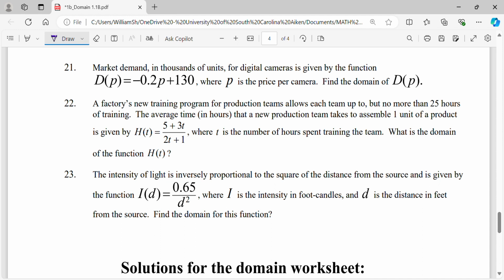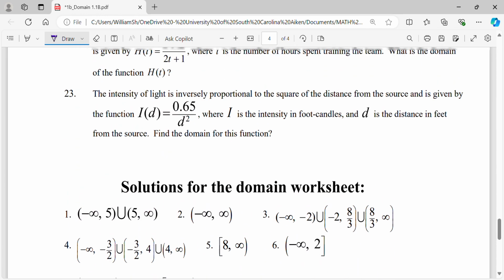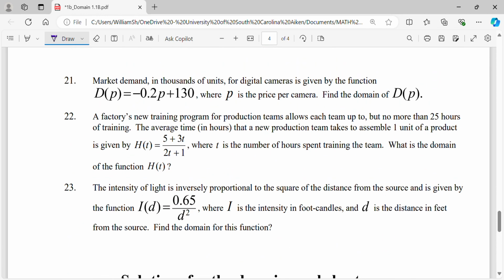Number 21, the market demand in thousands of units for digital cameras is given by the function D of P equals negative 0.2P plus 130, where P is the price of the camera. Okay, find the domain of D of P. Alright, now here's what we want to do here.